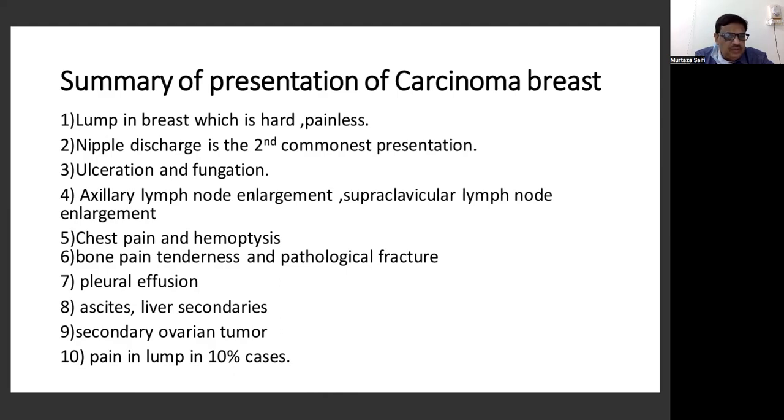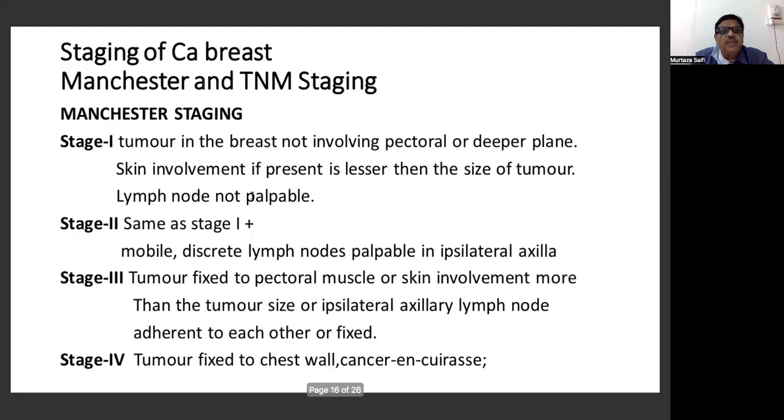We see many patients with fractures who have breast carcinoma. Many patients may have hemoptysis and chest pain who have carcinoma breast. Pleural effusion is also a common presentation. Ascites, liver secondaries, ovarian tumor, and pain in the lump in 10% of cases when a nerve is involved.